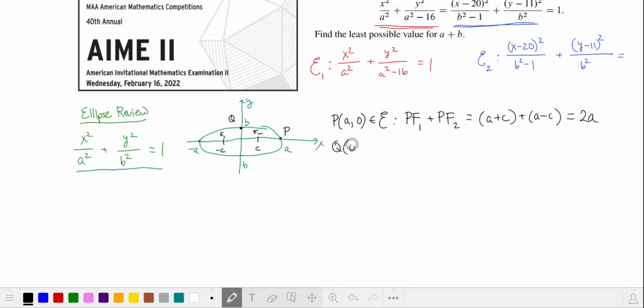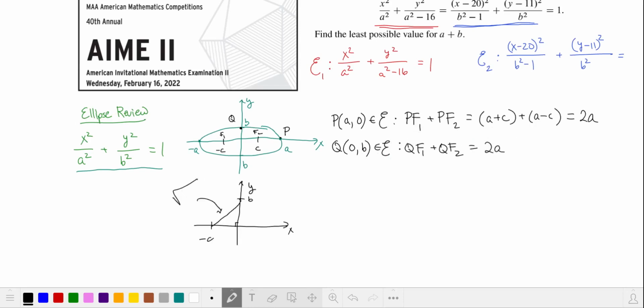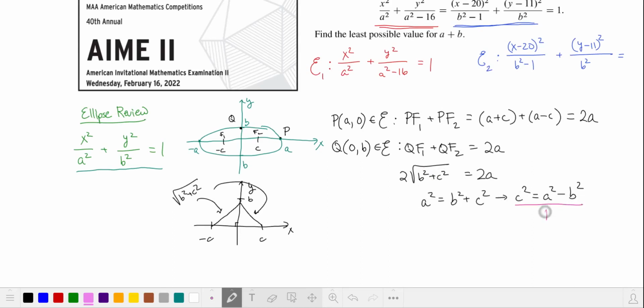If Q is up top with coordinates (0, b), and it's on the ellipse, we have that the sum of the distances from Q to the two foci is also equal to 2a. This distance is the square root of b squared plus c squared. So on the left-hand side of this equation, we have 2 times the square root of b squared plus c squared, and it's equal to 2a. We'll divide by 2 and square both sides, and we'll solve for c squared. This equation is valid where a is the major axis, that is, a is greater than b.